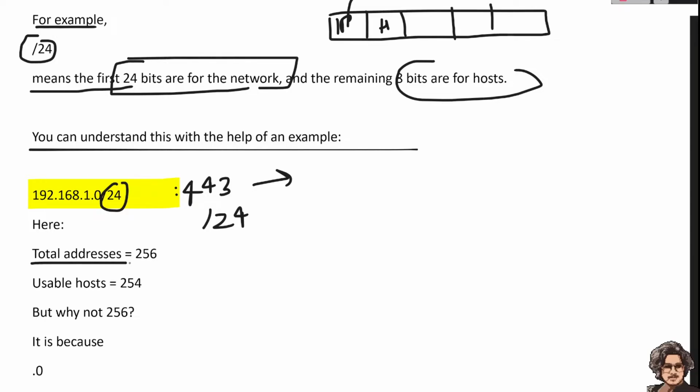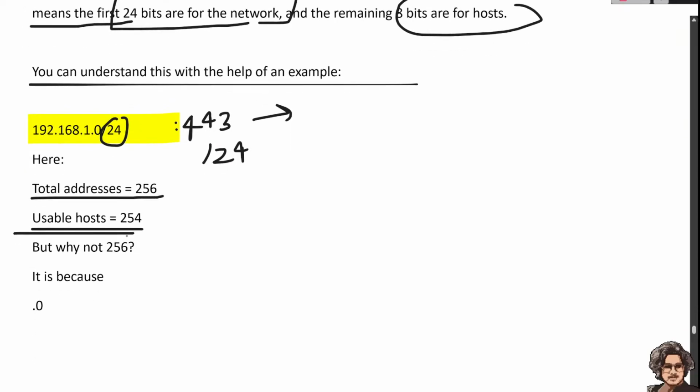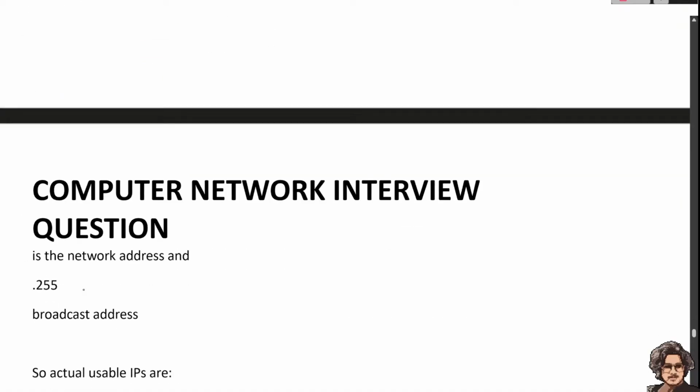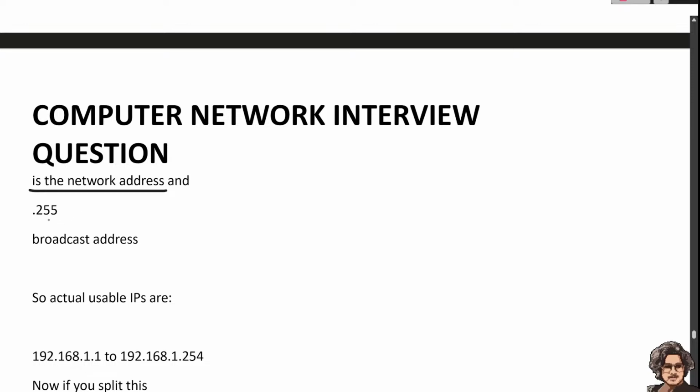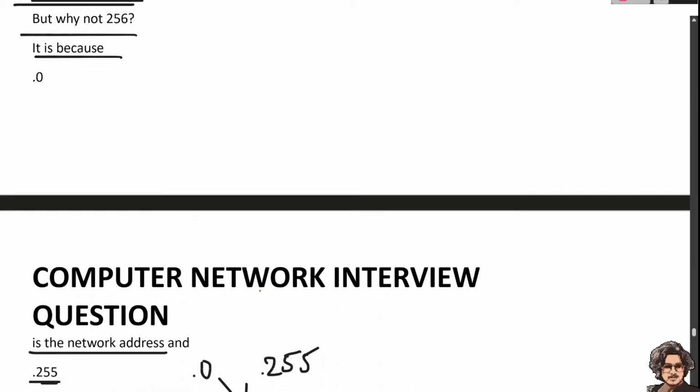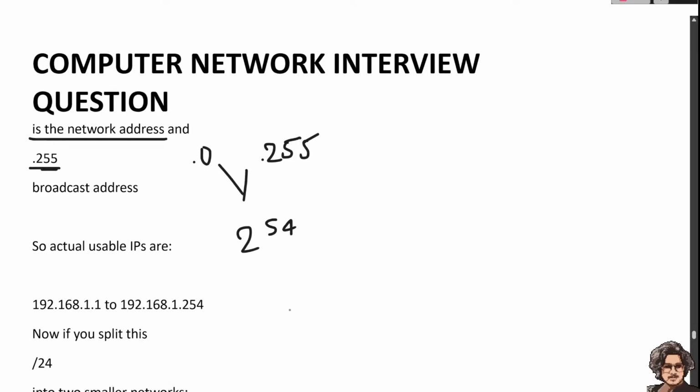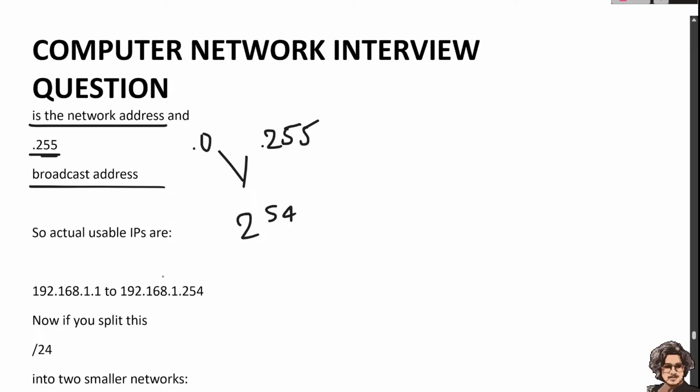So the total addresses are 256, and the usable ones are 254. But why not 256? Because .0 is the network address and .255 is the broadcast address. So we are left with 254 usable IPs, from 1 to 254.